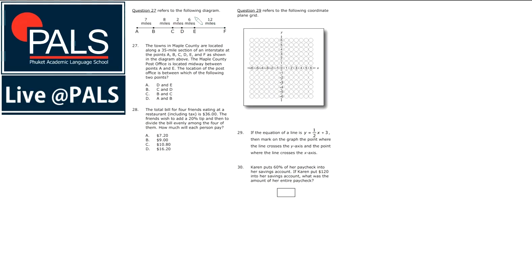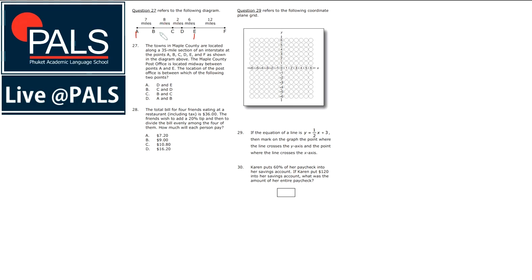Question 27 refers to the following diagram. Okay, so these are the distances in between the points. The towns in Maple County are located along a 35-mile section of an interstate at the points A, B, C, D, E, and F, as shown in the diagram above. The Maple County Post Office is located midway between position A and E. The location of the post office is between which of the following points?